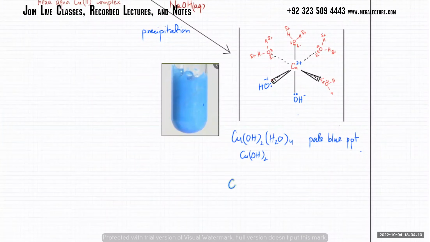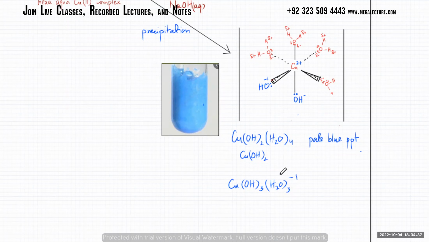So let's say there's another OH ion coming in, and the complex now has 3 OH ions and it's got 3 water molecules left. So let's assume that another water molecule gets knocked out. So you now have 3 water molecules and you've got 3 OH ions. So what happens is that this entire thing now has a charge of -1. So it becomes negatively charged.